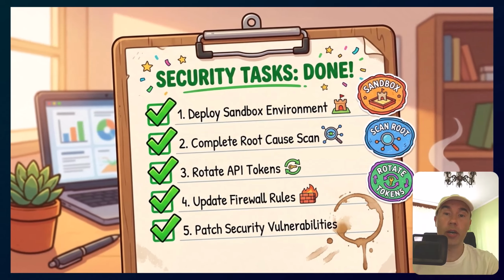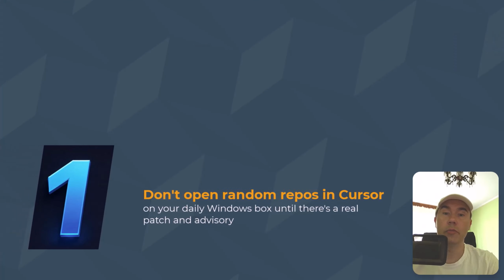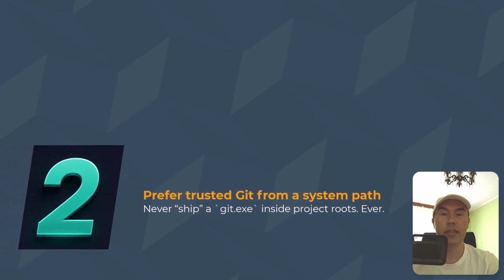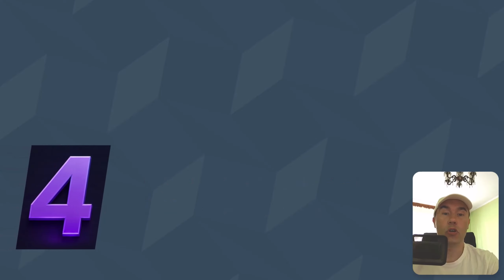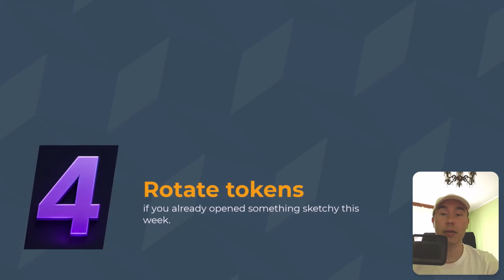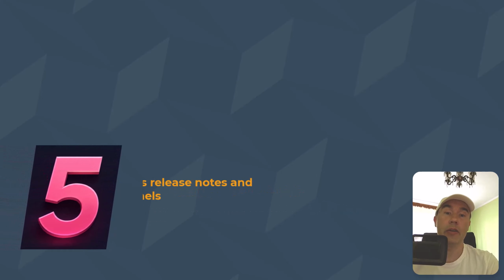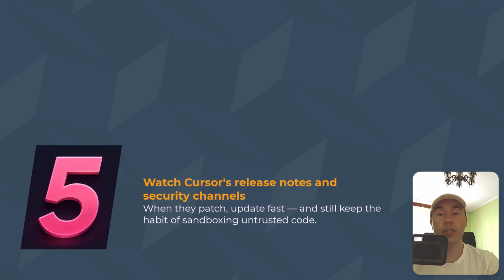Quick checklist for you and your team. 1. Don't open random repos in Cursor on your daily Windows box until there is a real patch and advisory. 2. Prefer trusted Git from a system path. Never ship a git.exe inside project roots, ever. 3. Review clones before opening them. Look at the root for weird binaries. 4. Rotate tokens if you already opened something sketchy this week. 5. Watch Cursor's release notes and security channels. When they patch, update fast and still keep the habit of sandboxing untrusted code.